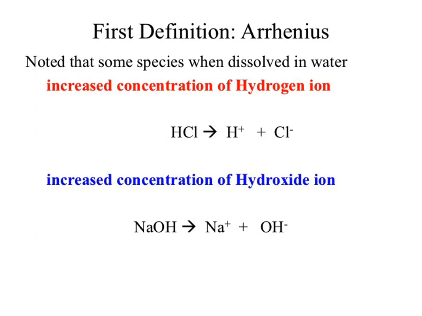I want to come up with a better definition. The first definition came about from a guy by the name of Arrhenius. He noted that when we had acids in water, the hydrogen ion concentration went up. Why would the hydrogen ion concentration go up? If I put HCl into water, what happens to that bond? It breaks to give me hydrogen ion and chloride.